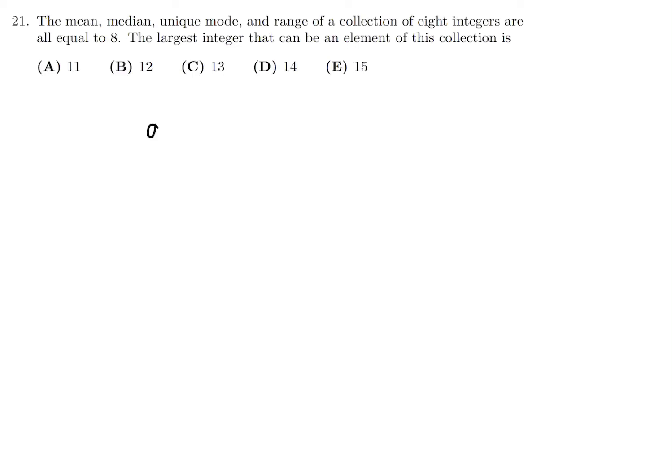So I'll let my integers be A, B, C, D, E, F, G, H. And the first thing is, let's understand this question. Mean, median, mode, and range. So 4 things are all equal to 8. Okay? So let's start with the median.